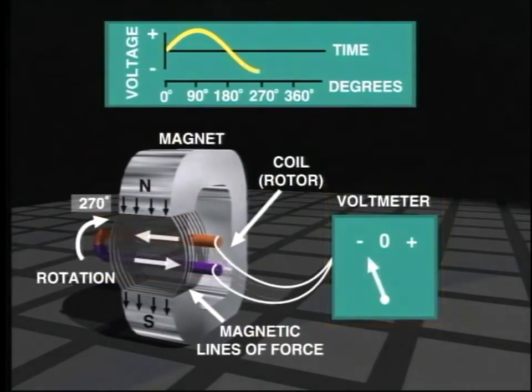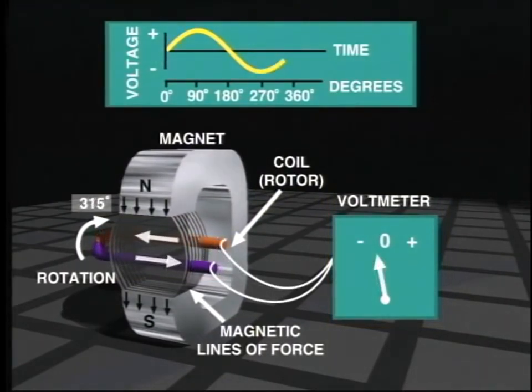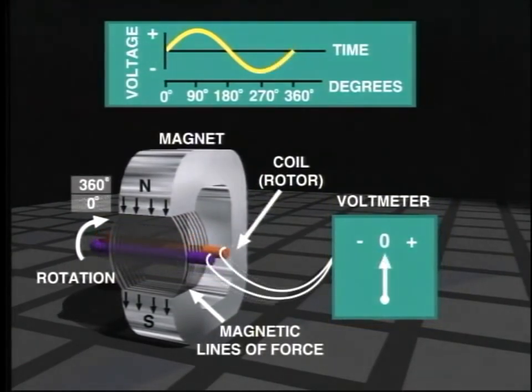So we can see that one revolution of the coil produces one cycle of alternating voltage. It is called alternating because one half of the cycle is in the positive direction and the other half is negative.